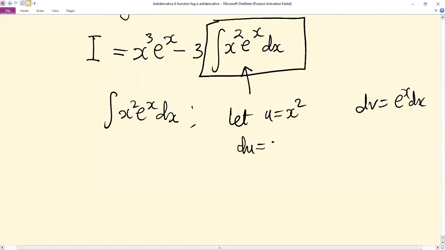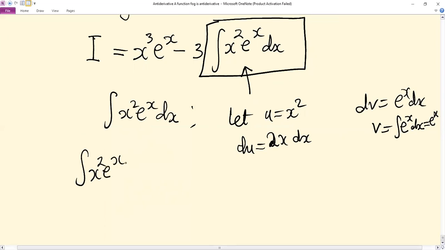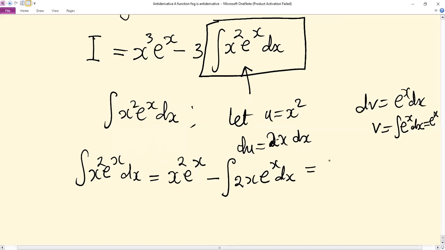So that means du will be 2x dx, and here v is the integral of e raised power x dx, which is e raised power x. So we'll write integral of x squared e raised power x dx equals uv, so x squared e raised power x minus v du. So v du, we'll have 2x e raised power x dx. Which will be x squared e raised power x minus, I factor out 2, integral of x e raised power x dx.